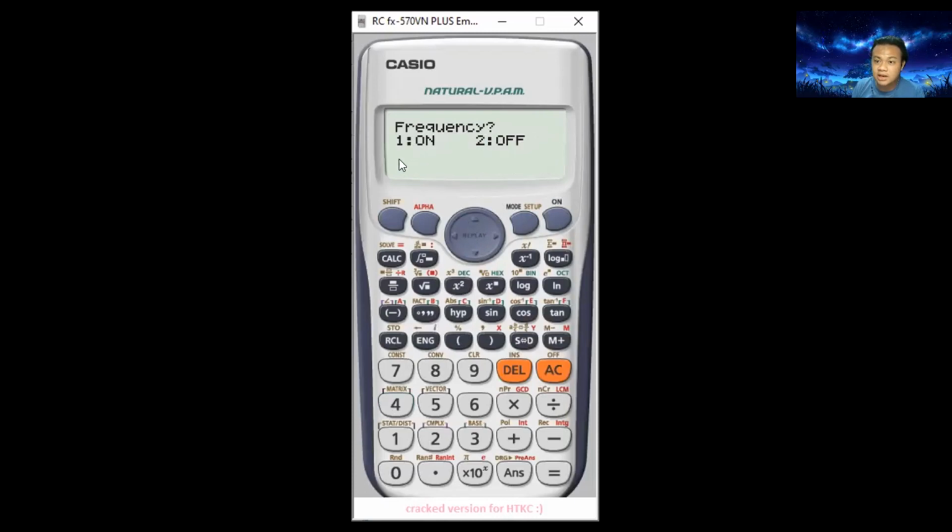Okay, so the frequency is in. After that, you have to set up the mode, then mode 3, that's the stat, and then 1, this is just one variable. So for example, the example from earlier, the number of cars sold.